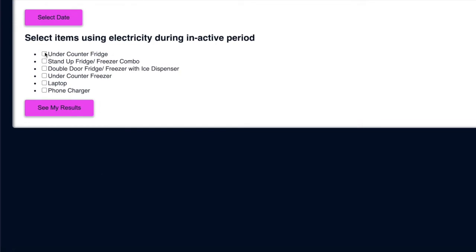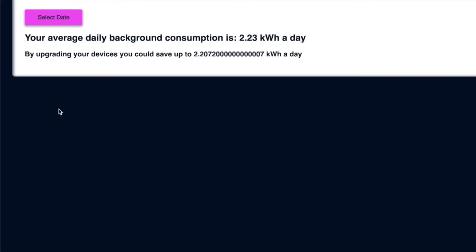And let's say I have an under-the-counter fridge and an under-the-counter freezer, and I was charging my phone. And then you can see that my average daily background consumption is this, and a wildly precise estimate here of how much I could save if I upgraded all of those items.